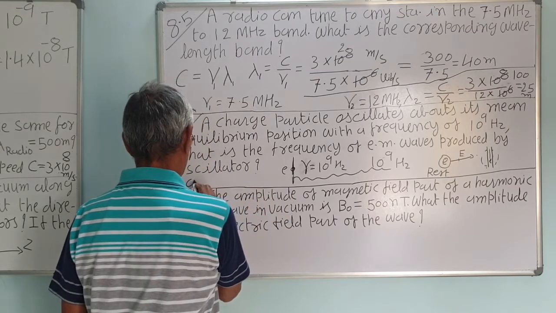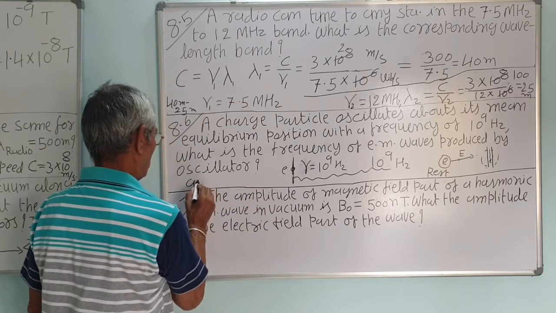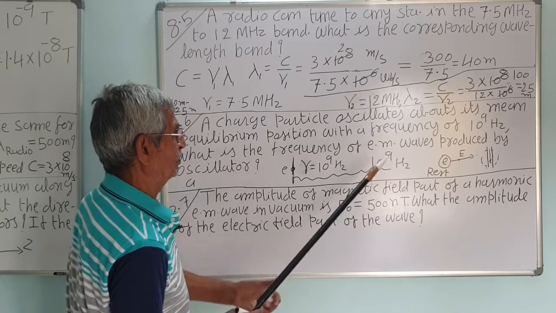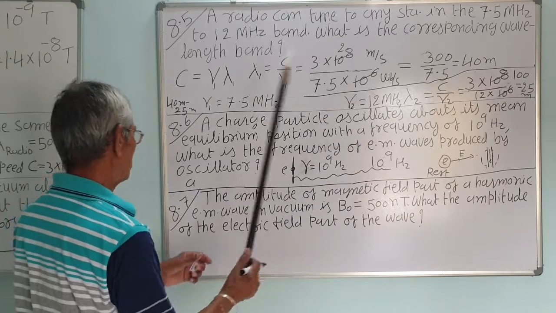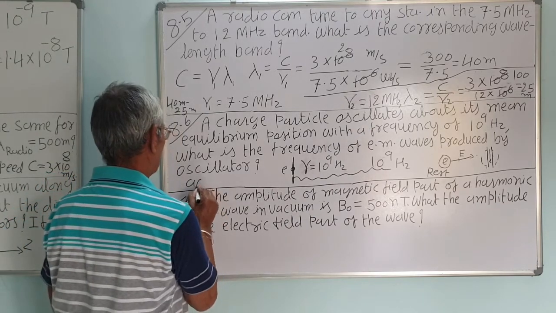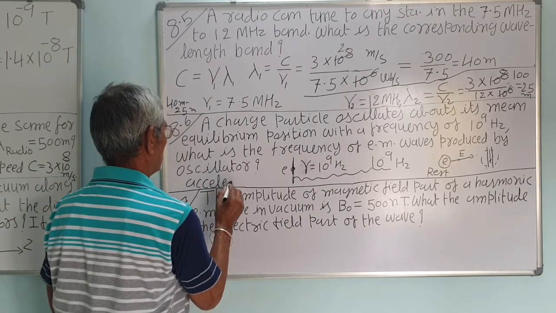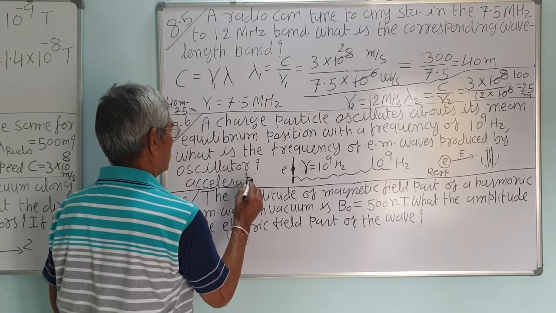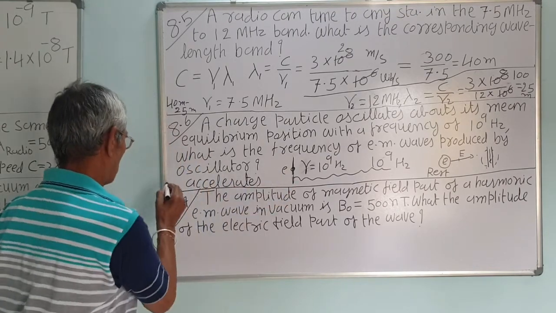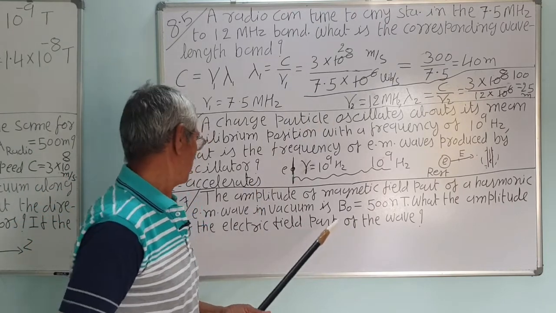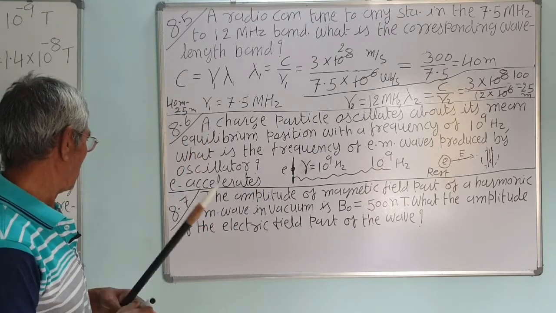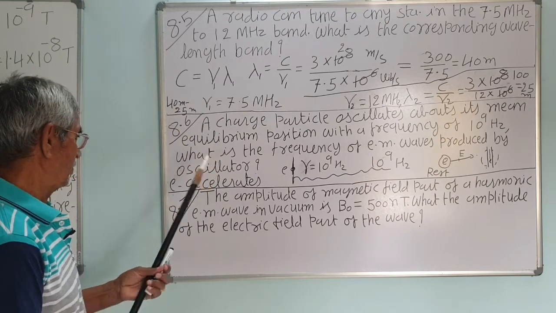This is already given, that is correct. A charged particle oscillates. Oscillate means accelerate. The electron accelerates, and it produces electromagnetic waves. Next and the last one, 8.7.